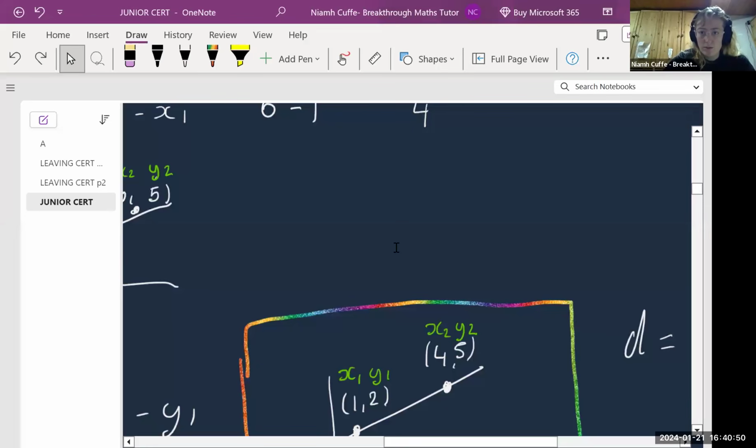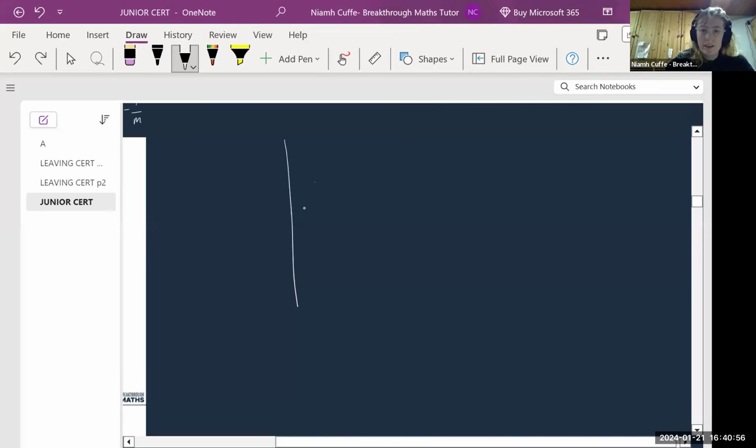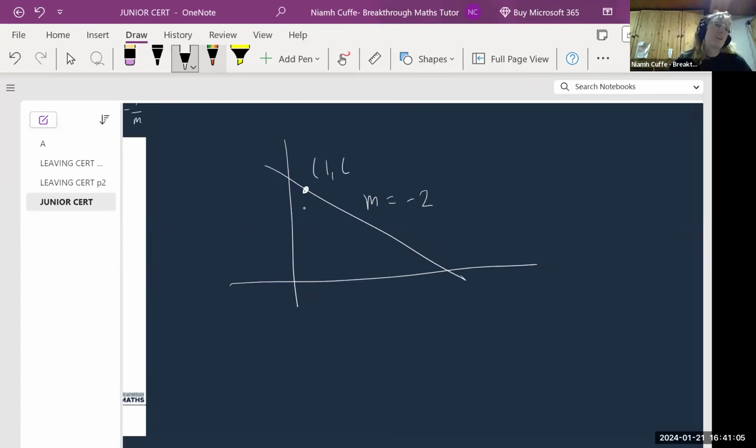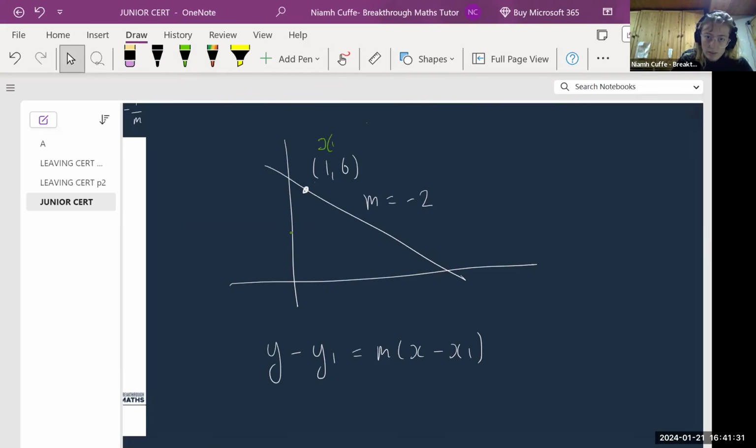So let's say I had here my slope, guys, is -2. And I know that the point 1, 6 is on this line. So how am I going to find the equation of the line using y minus y1 equals m(x minus x1)? Guys, everyone give this a go. I've been told my slope is -2. I've been told a point on the line is 1, 6. How am I going to find the equation of the line? Well, the first thing is, guys, let's label the point: x1, y1.